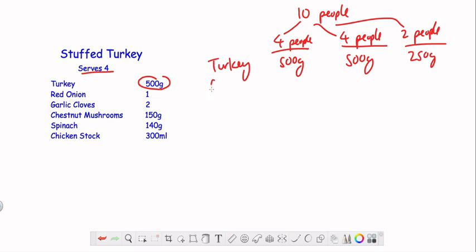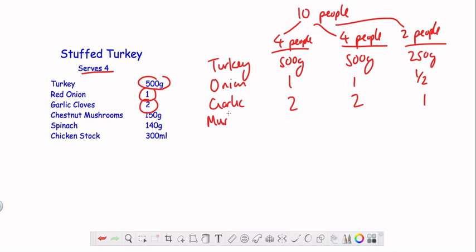Right, let's try onion. For 4 people, we know it's 1 onion. But look, 2 people is half of 4 people. So we need to halve the 1 onion. You get half an onion. Right, for garlic, 4 people is 2 garlics. For 2 people, because we know half of 4 is 2 people, half of 2 garlics is going to be 1 garlic.